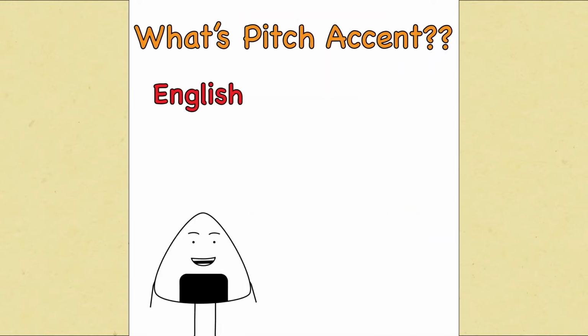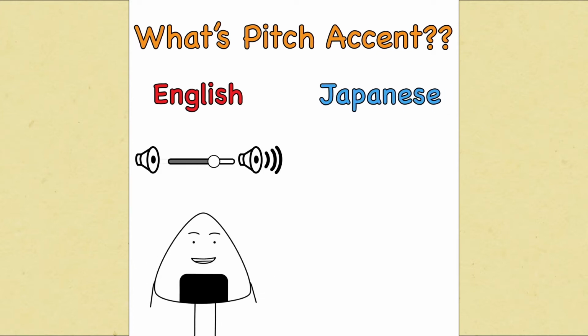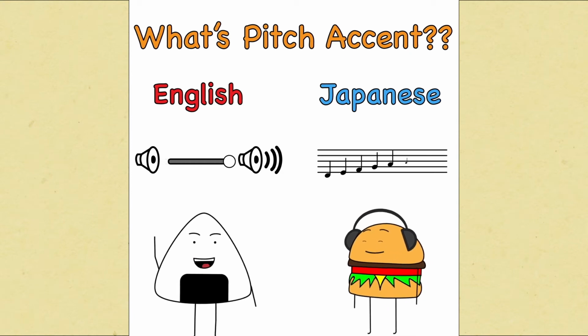In English, you use stress or emphasis to decide how to pronounce a word. One way to do this is by making a piece of the word sound louder or last longer. In Japanese, we use pitch. But what does that even mean? Pitch can go up or down, just like the notes you hear going up and down in music.